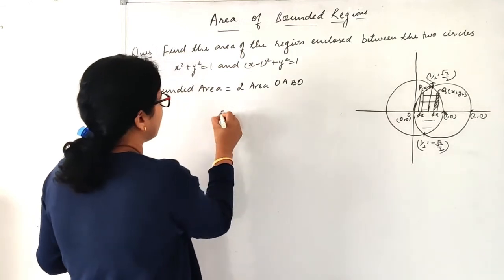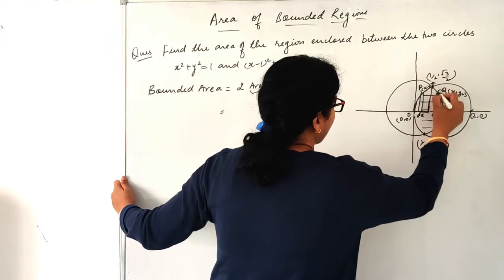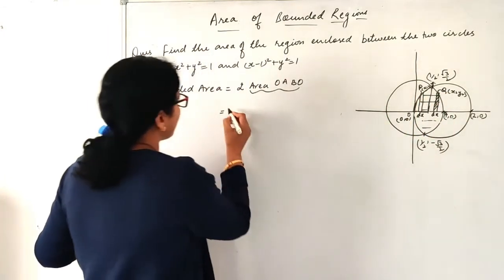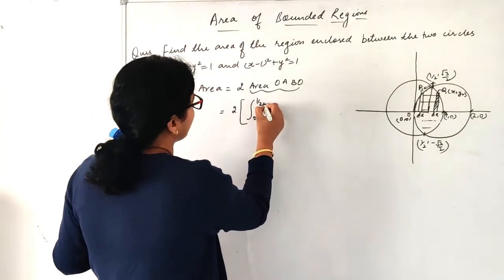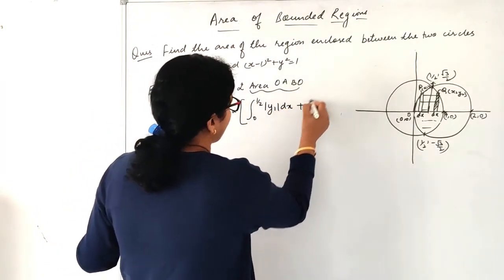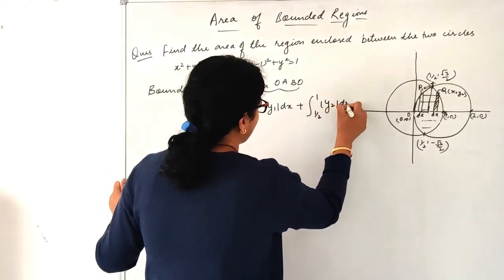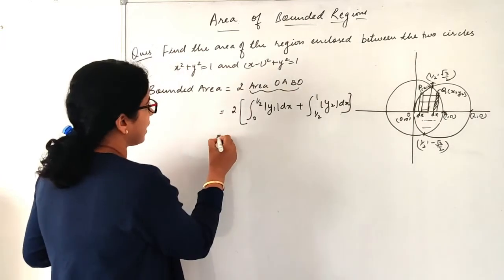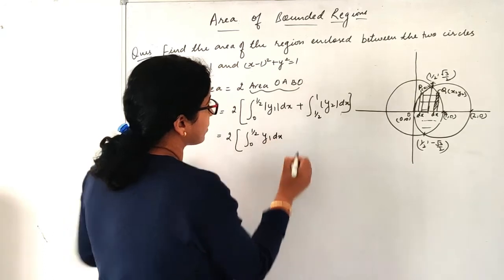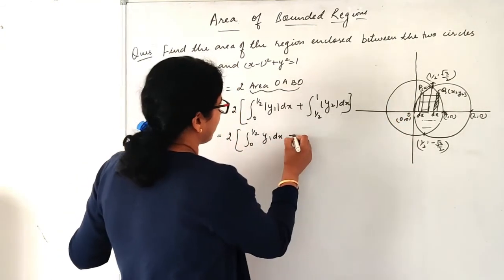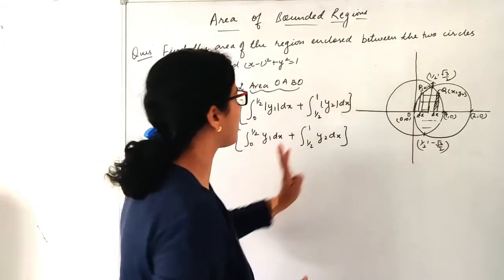Now this area consists of this part plus this part, right? So how am I going to write? Twice bracket 0 to 1 by 2 y1 dx plus 1 by 2 to 1 mod y2 dx. Is it clear? Now twice 0 to 1 by 2 y1 dx, because it is in the first quadrant, plus y2 dx.